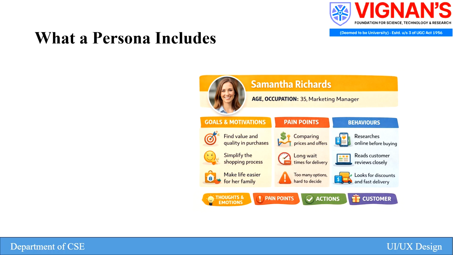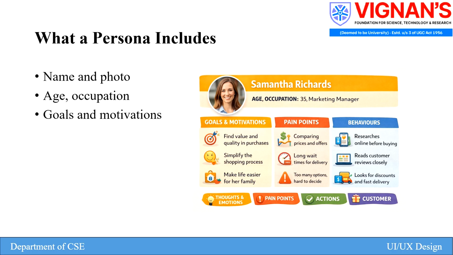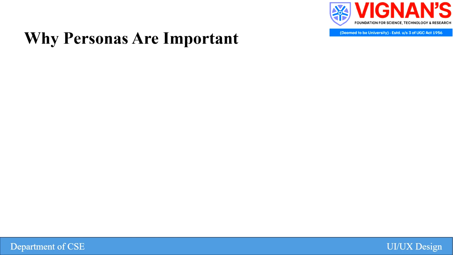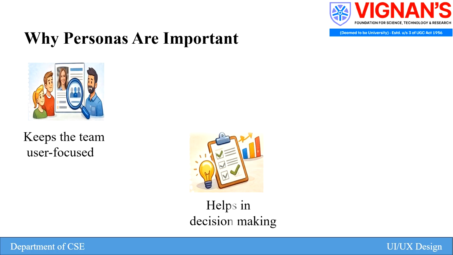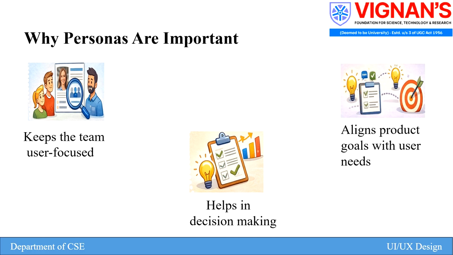What does a persona include? As we said, a persona is a user profile. It includes name and photo, age, occupation, goals and motivations, pain points and behaviors. Why are personas important? They keep the team user-focused, help in decision-making, and align product goals with user needs.